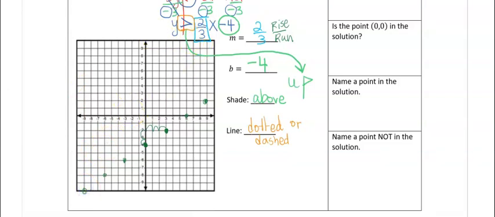Okay, so we drew our dots. So now we know this is a dotted line. So I'm going to draw my dotted or dashed line. Draw my arrows to show that this is a line. And then I'm shading above the graph. So I'm going to get a nice highlighter so we can shade above. Okay.